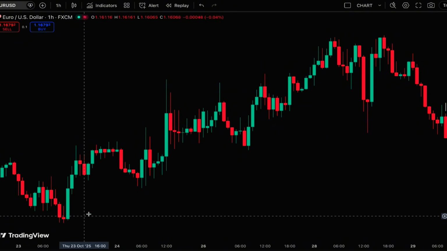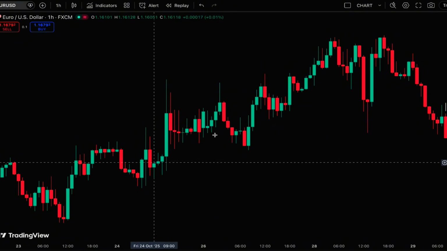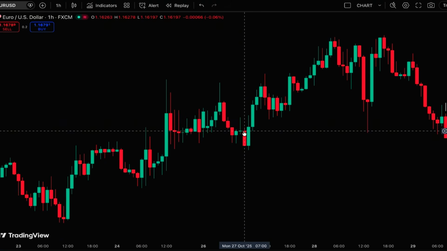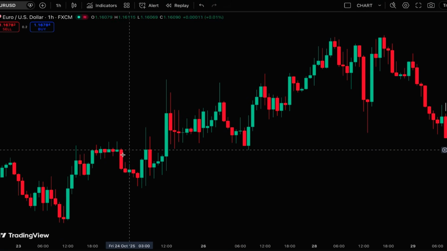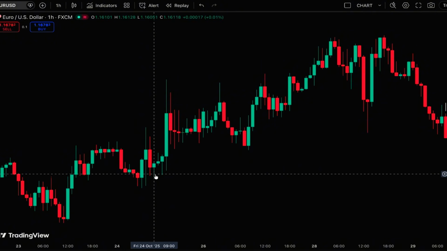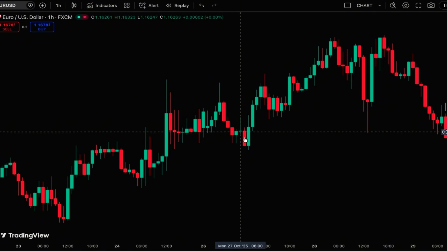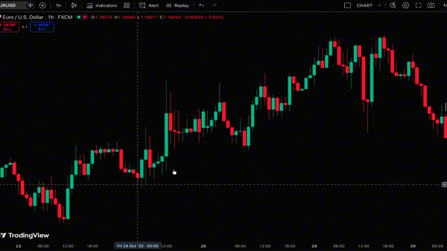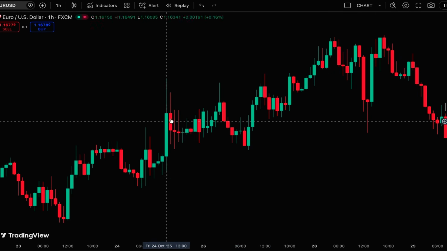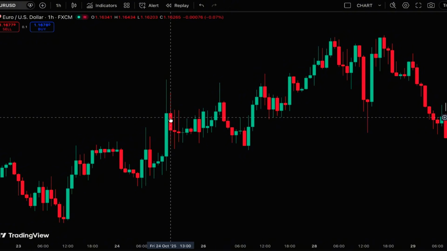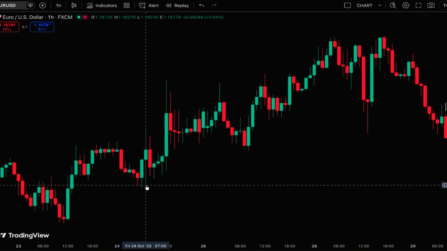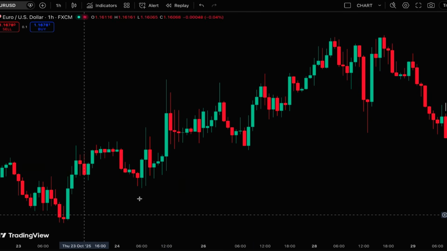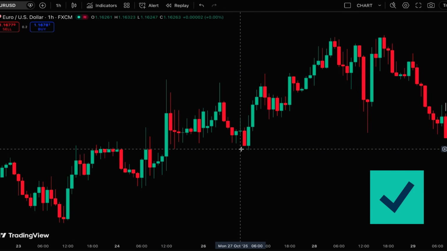For example, here the general direction of the price is up, but there are times that the price was moving down. So in an uptrend, we have a structure like this. The price goes up and then a little bit down, again goes up and then a little bit down. So in an uptrend, the price makes higher highs and higher lows. You can clearly see that every high is higher than the previous high, and every low is also higher than the previous low. So in an uptrend, the price makes higher highs and higher lows. And this is the structure of an uptrend.